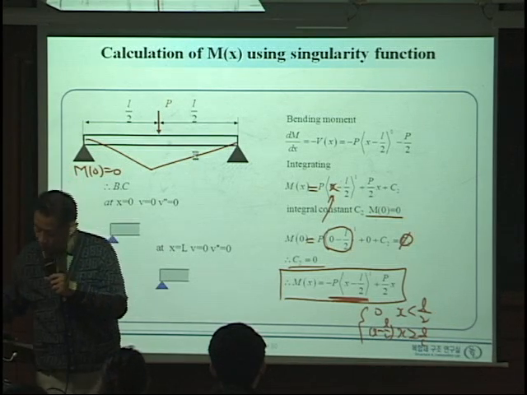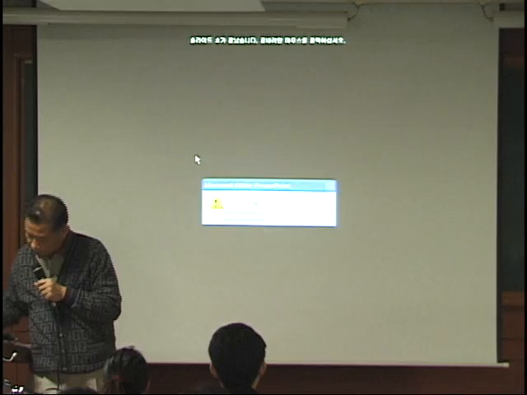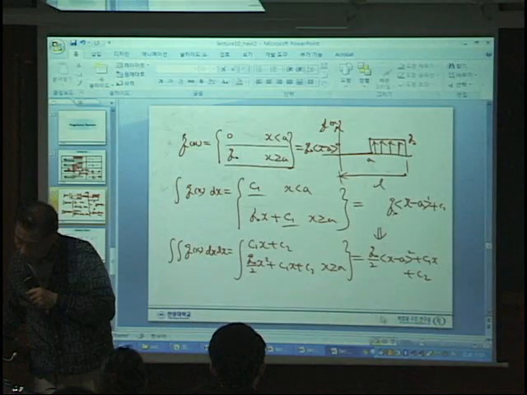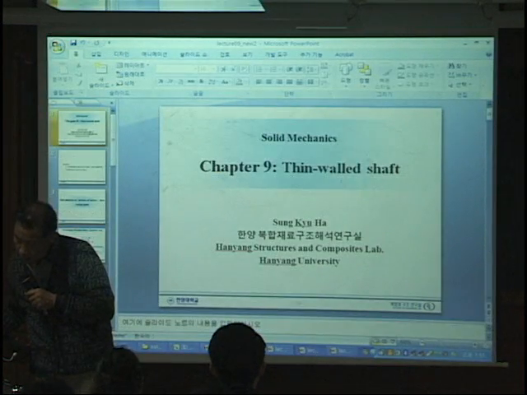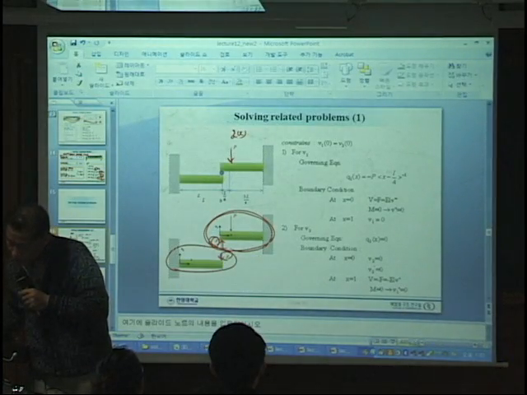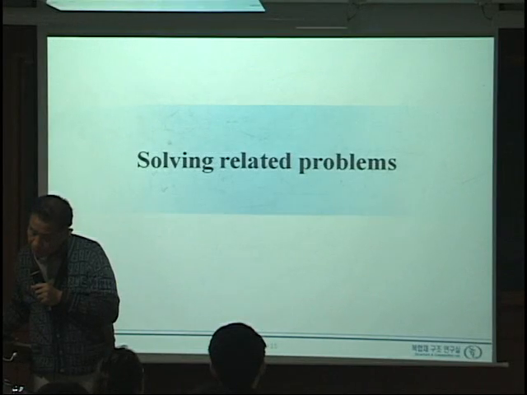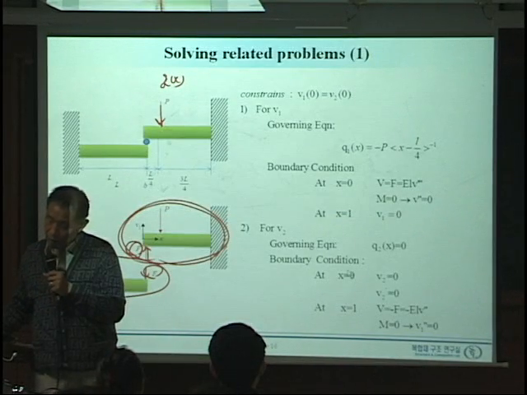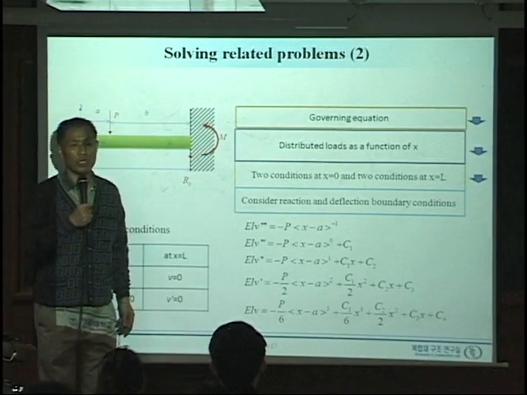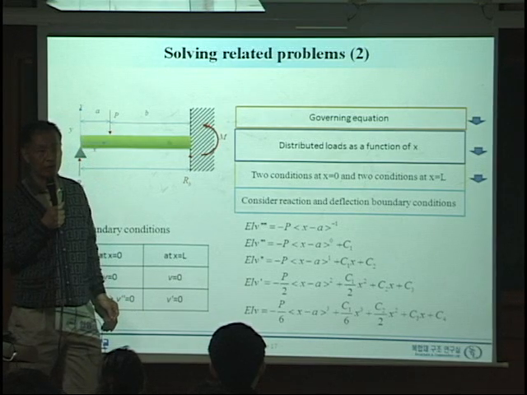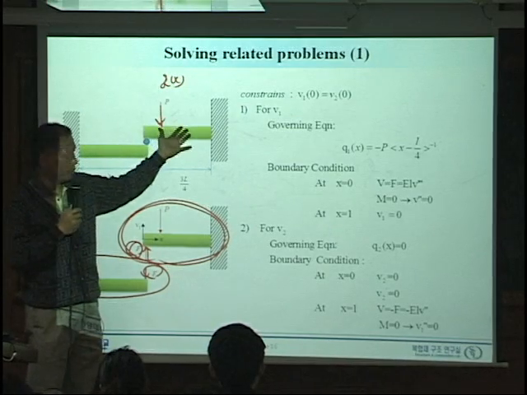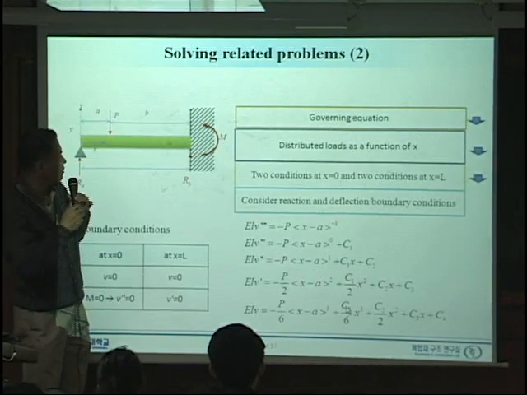So anyhow, this was the singularity function. And back to this chapter. Let's solve this one using that singularity function. Okay, singularity function. And this is the beam subject of this case, the right-hand side.